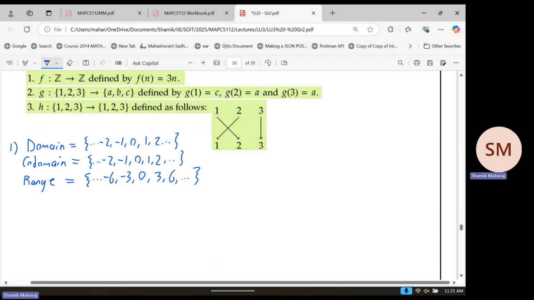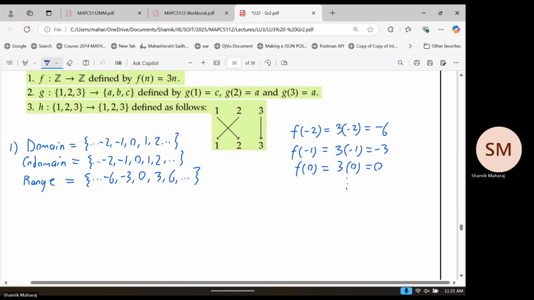Okay, maybe I should write that on the side in case I lose anybody. So all I did is filter -2, the input, into the function, and I get 3 times -2, which is -6. Filter -1, I get 3 times -1, which is -3, and so on. 3 times 0 is 0, dot, dot, dot, and we just keep on doing this. So that's how we get the range. This is how we work out the range: filter into the function above.